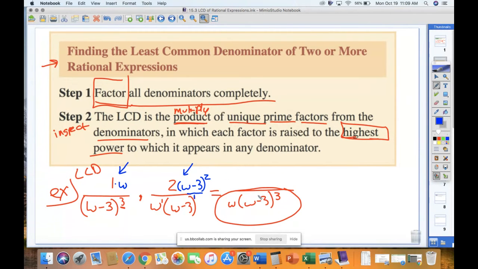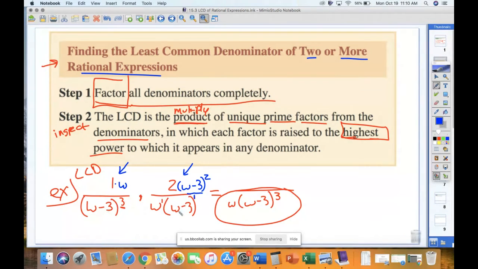This is everything we're going to do today. I just did an example walking us through the entirety of the section. We start with two fractions. We can do more, okay? Two or more fractions. I know it says rational expressions. These are fractions.